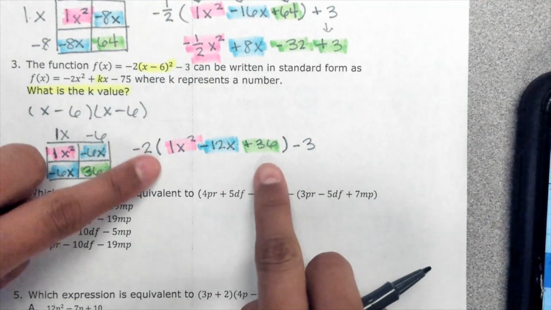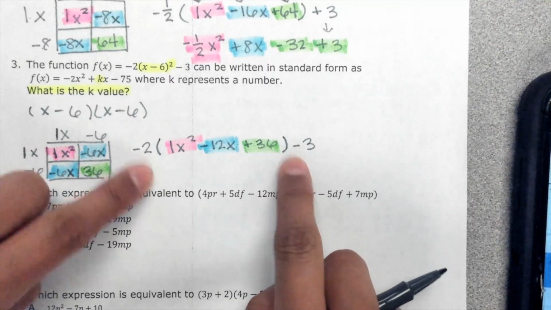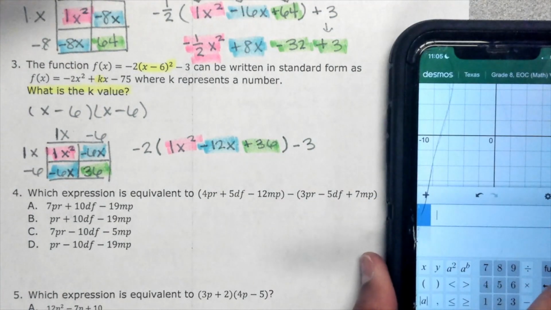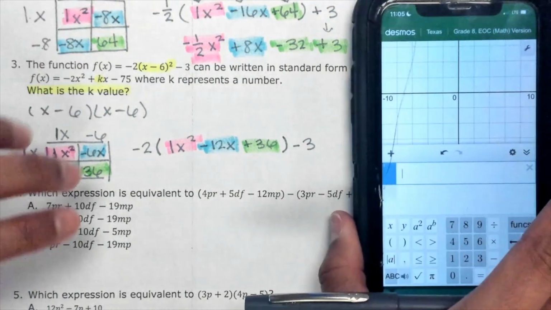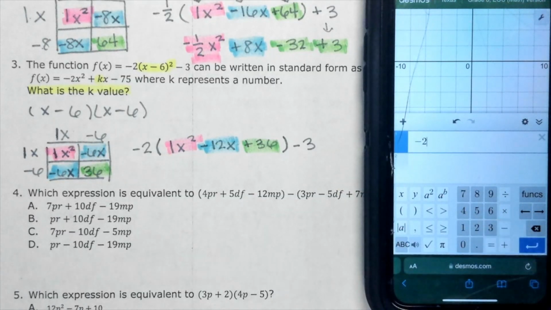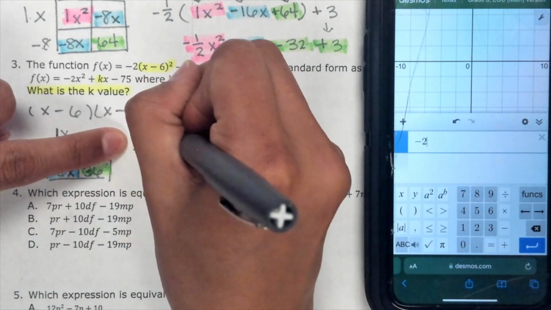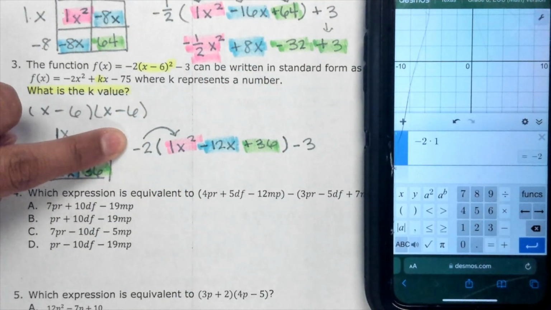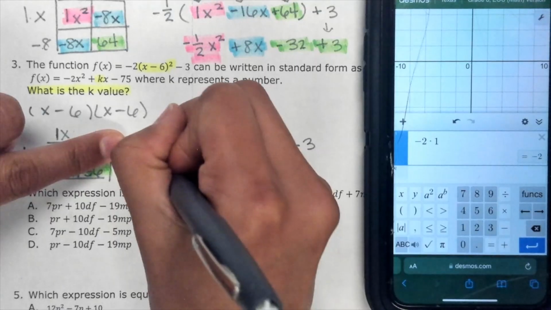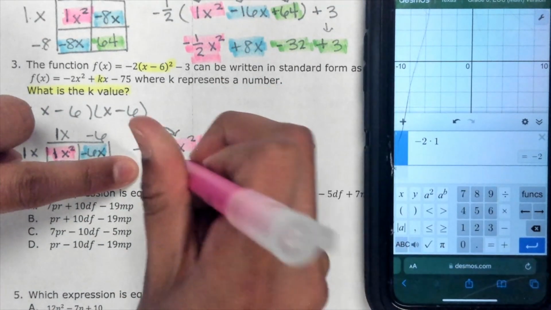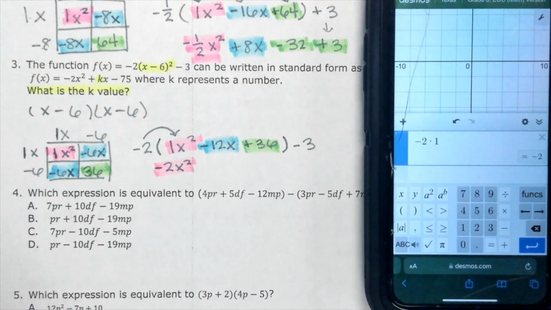Now this looks like our notes from distribute and combine like terms. So first we have to distribute that number on the outside, so that negative 2, I'm going to type that in my calculator, negative 2. We are multiplying this by every number inside, so negative 2 times 1 is negative 2. X squared, we have to bring our x's with us, so x squared comes with us.